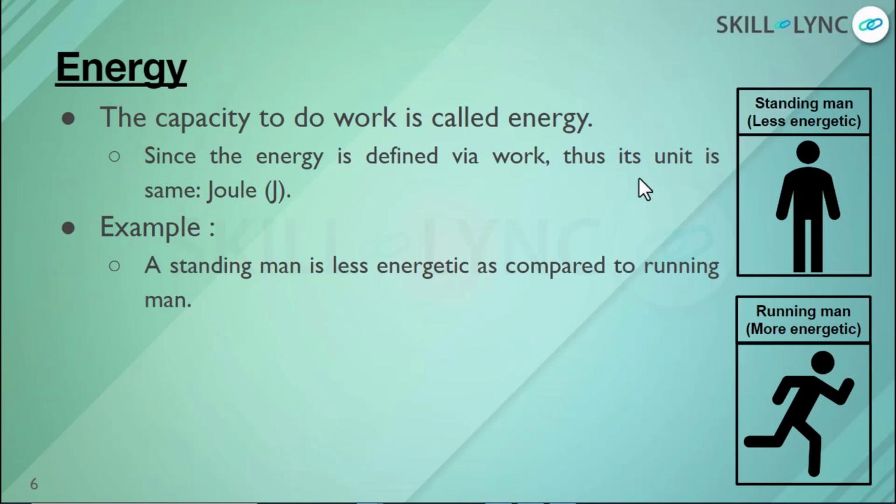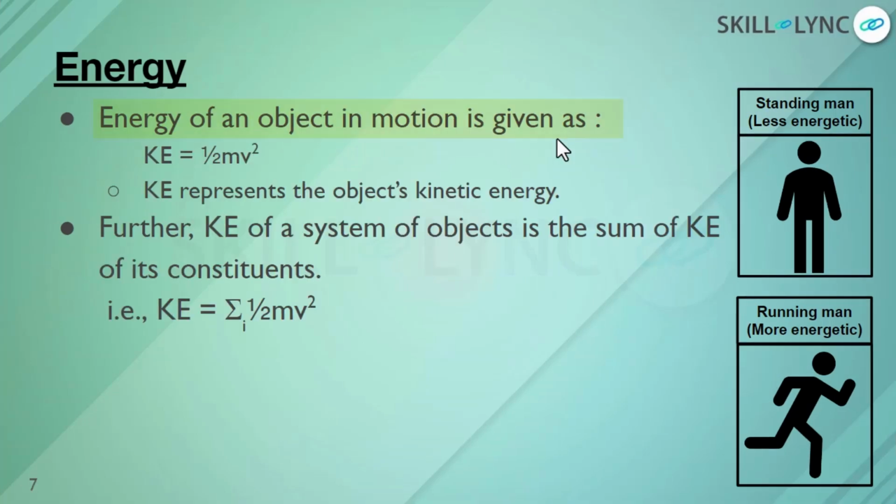But when we have to say who is more energetic, then surely a running man would be more energetic than a standing man. The energy of an object in motion is given as KE equals half m v squared, where KE is kinetic energy. And let's get to know what m and v are. m is the mass of the body, in our case, the mass of the person.